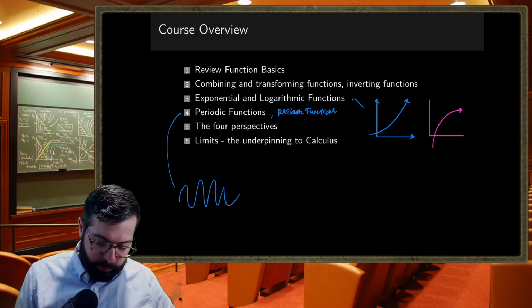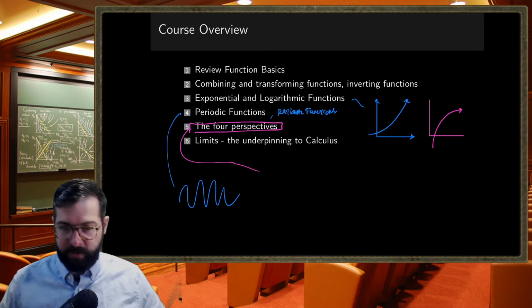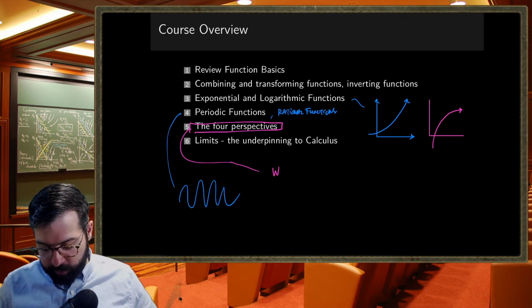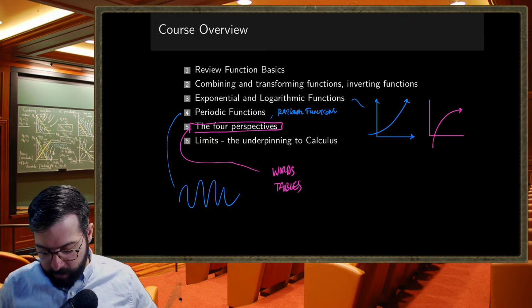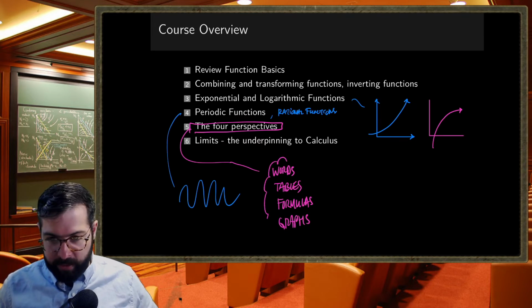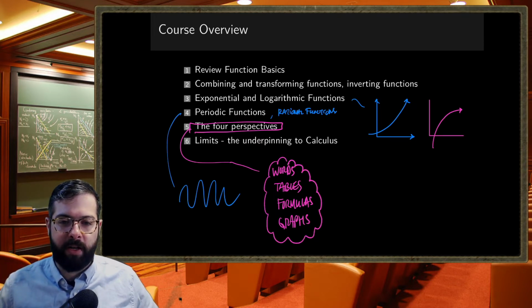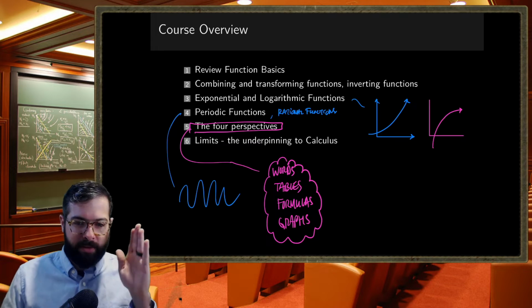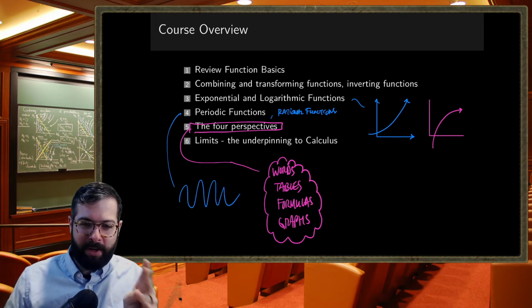Some of the key things we'll be doing are using the 4 perspectives, which if you've taken classes here at FLCC, you know pretty well, which are verbally describing a function with words, using tables, using formulas or algebra, and graphs. And really the key, a lot of times when we get stuck working with functions, and I'm going to say this now, I'm going to say it a lot: you're probably stuck in one of these perspectives.